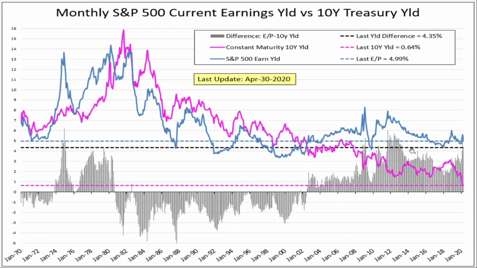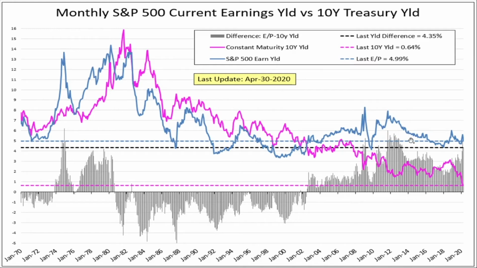So our dotted black line here tells us the most recent gap, the difference, and we can see how that compares to history. Now, the way to read this is the higher these bars, the cheaper equities are relative to bonds. So you can see where we're at today.